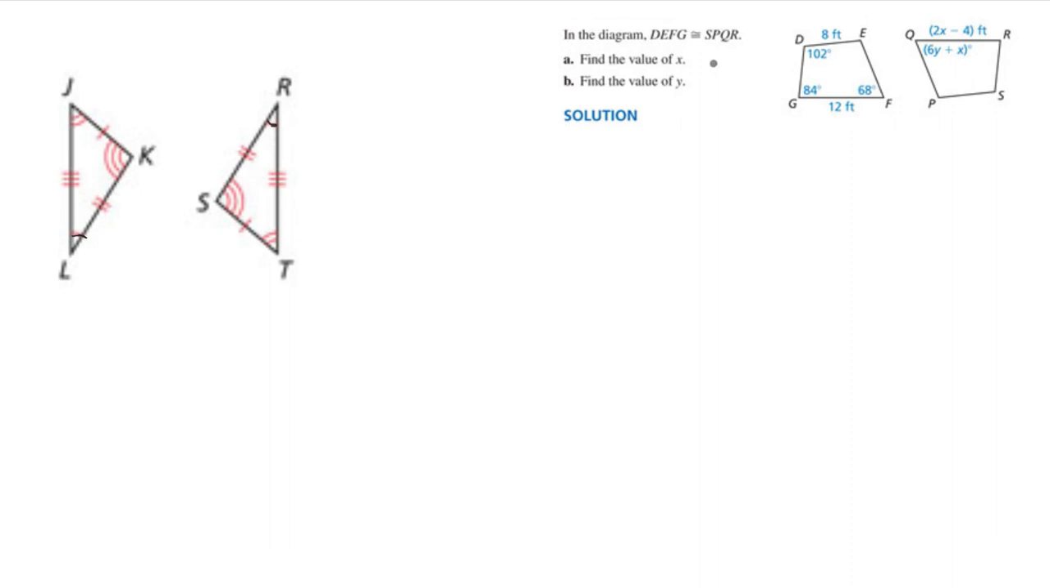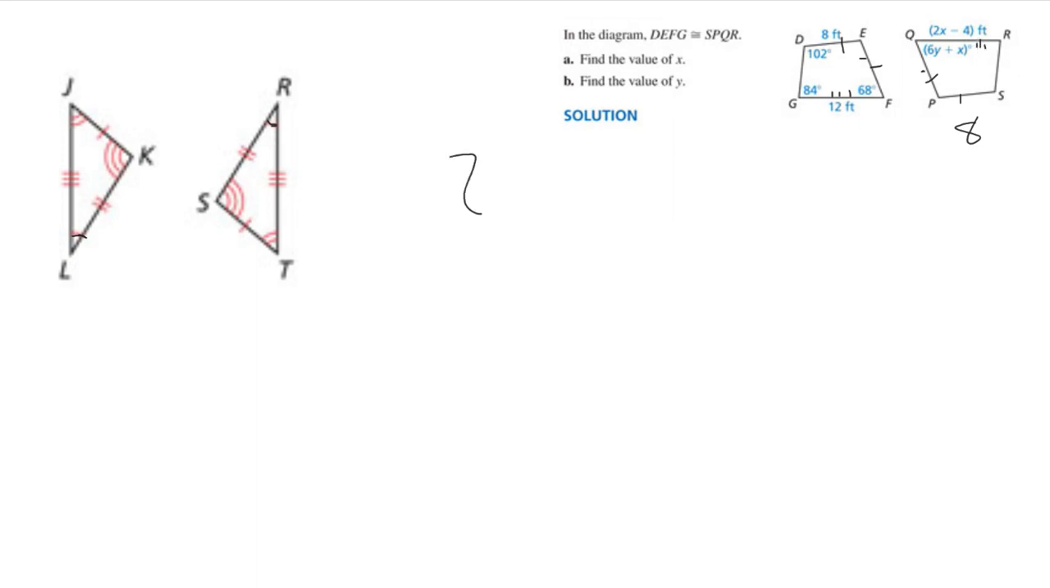They might show it a different way and say, hey, these are congruent. The order of the letters matters. So D, E, F, G, back to D is the same as S, P, Q, R. So SP is the same as DE, so 8. Which means that EF is the same as PQ, which means that FG, 1, 2, 3, is the same as QR.